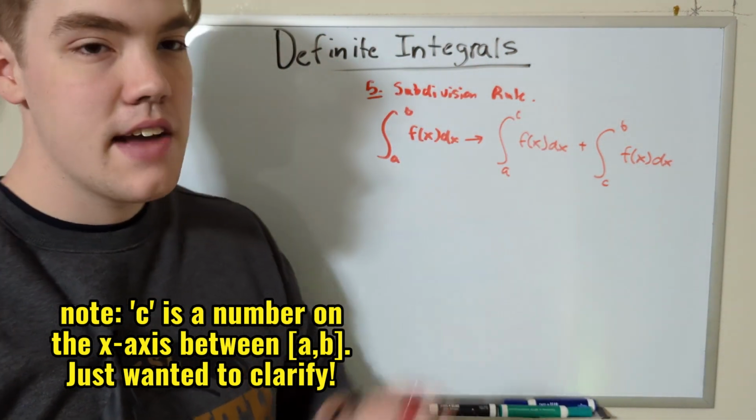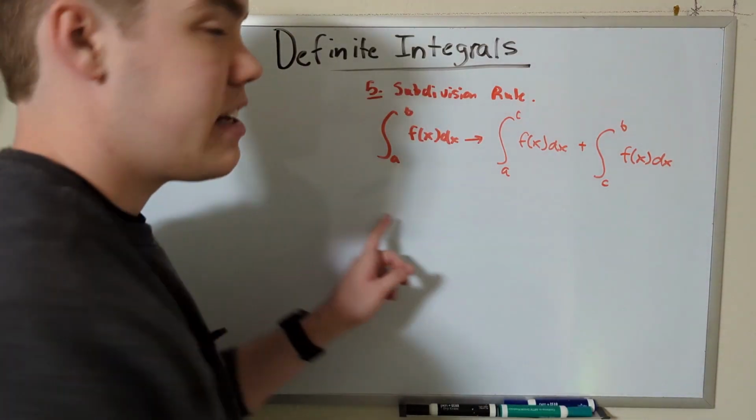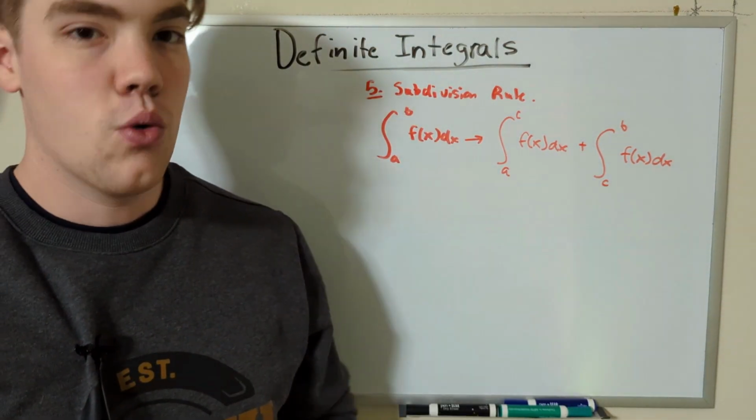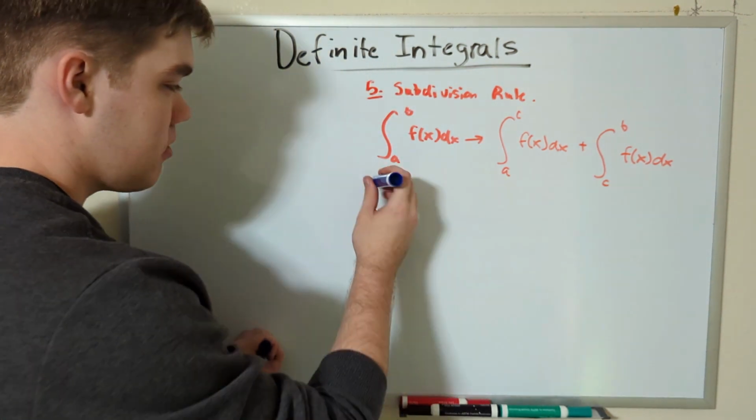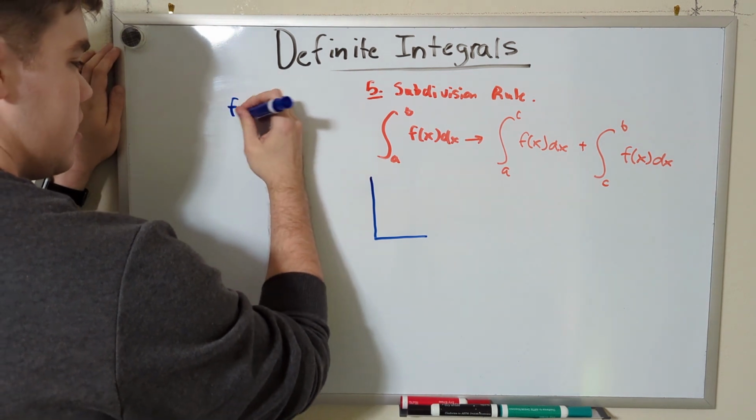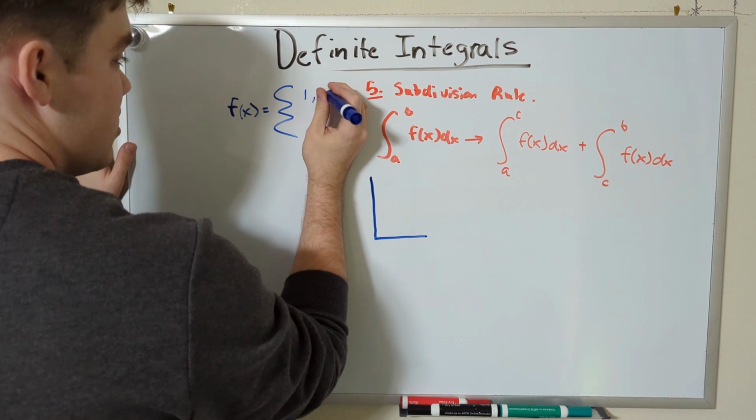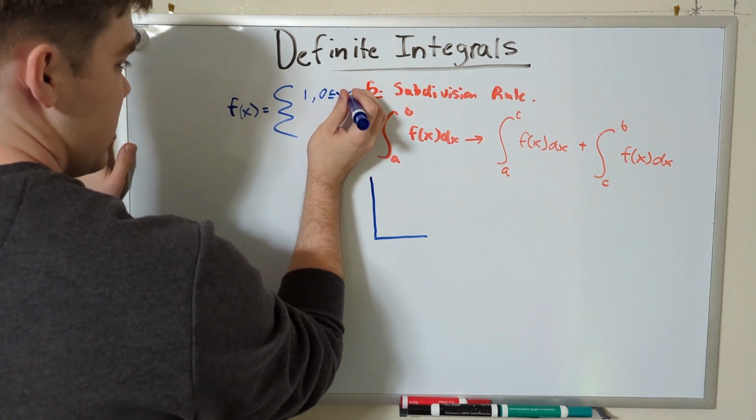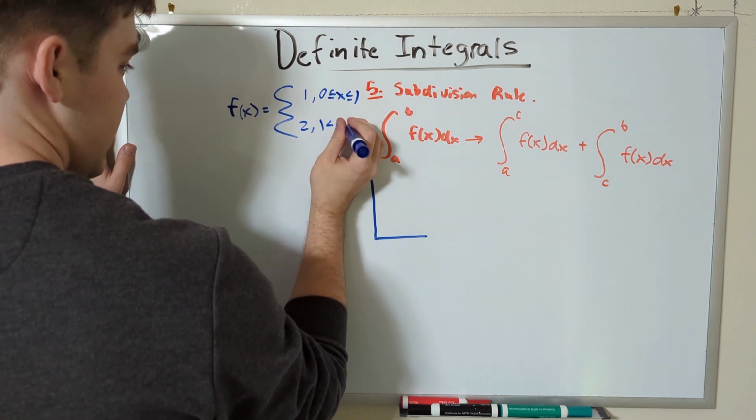We can split it by a variable. And this comes in handy most of the time with piecewise functions. We're actually going to do one example of the subdivision rule with a piecewise function. So let's do that now, and we'll finish the lesson with that. Say we had this graph here. It looks something like this. And we have f of x equal to the following piecewise function. This function is equal to 1 when 0 is less than or equal to x, which is less than or equal to 1, and 2 when 1 is less than x, but less than or equal to 2.